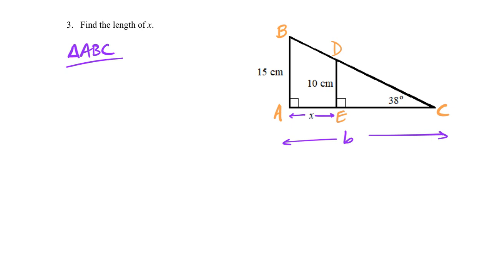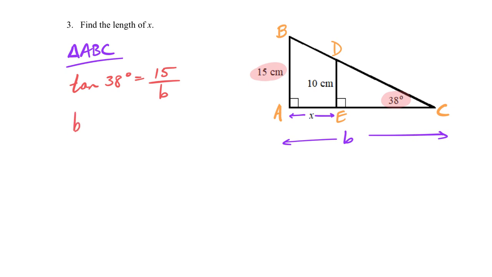Okay? Well, when I look in that triangle, I was given an angle. There's my 38. And I was given a side length, 15. From the 38, side 15 is opposite. Side B is adjacent. Hey, there's my tan. So I could say that the tan of 38 degrees has to be 15 over B.